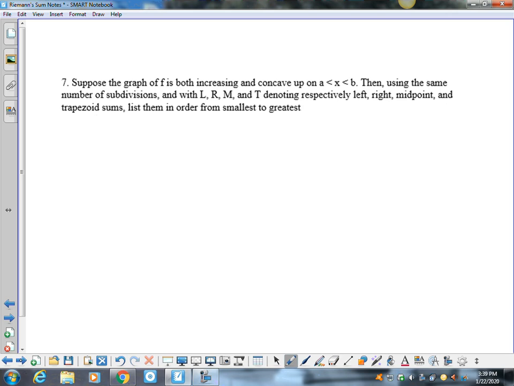Number 7, suppose the graph of f is both increasing and concave up, okay? So if I'm increasing and concave up, then I have to be doing that, okay? On A to B, using the same number of subdivisions and width, a left, a right, a midpoint, and a trapezoid, list them in order from smallest to greatest.